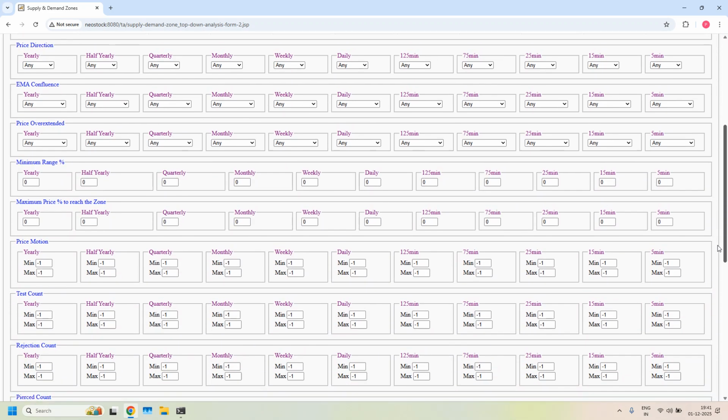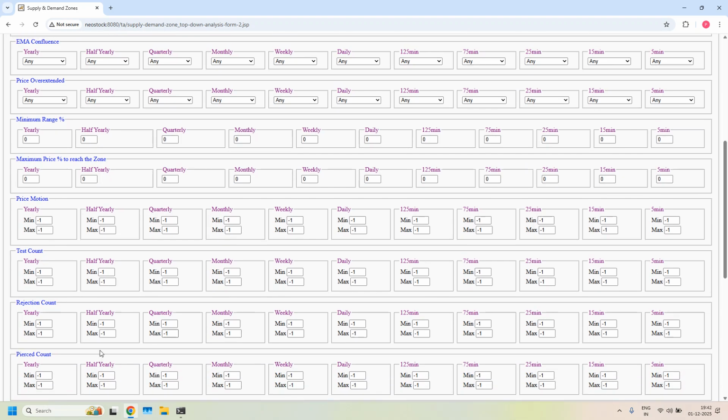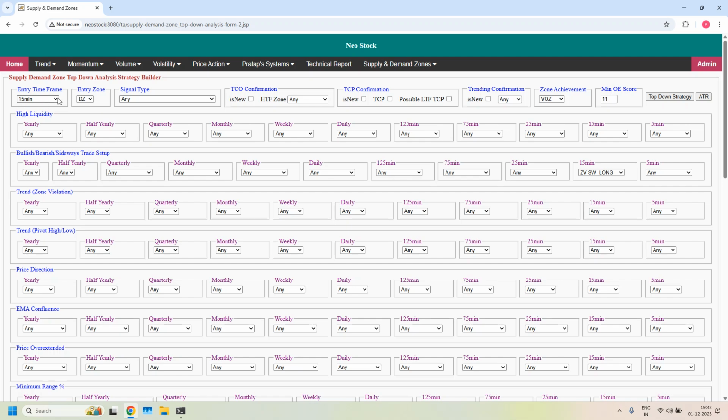So in the pierced count parameter at 15 minutes time frame, minimum value I am setting 0, maximum value I am setting 0. That means pierced count is 0. Pierced count 0 means zone is not pierced. Which zone? Because we selected 15 minutes demand zone, that won't be pierced.